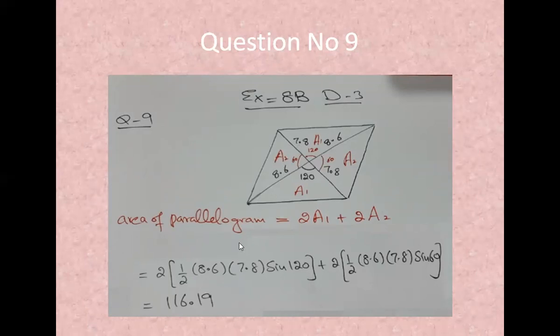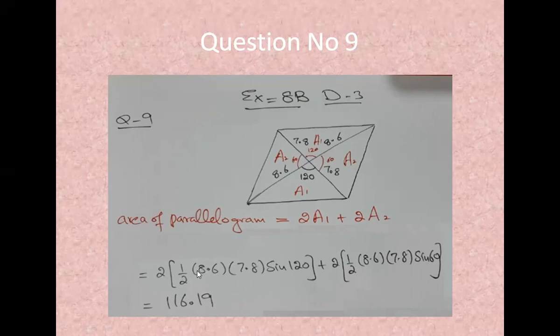So the area of the parallelogram will be, I have divided this parallelogram into 4 parts. These 2 parts are area 1. These 2 parts are area 2. So the area of the parallelogram will be 2 times area 1 plus 2 times area 2. I can find area 1 very easily: 8.6 into 7.8 into sine of 120 divided by 2. And the same way I can find the area here, that will be 1 by 2 into 8.6 into 7.8 into sine 60. So find area 1 and area 2 and double them.